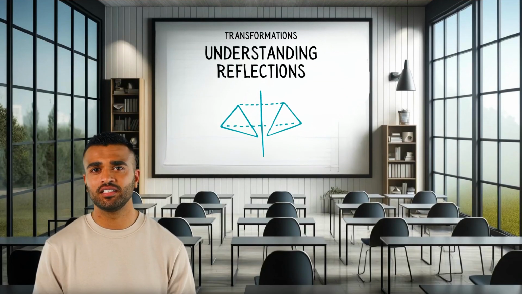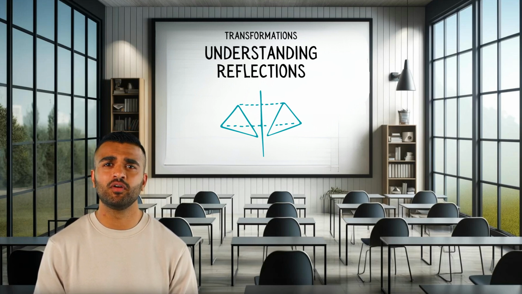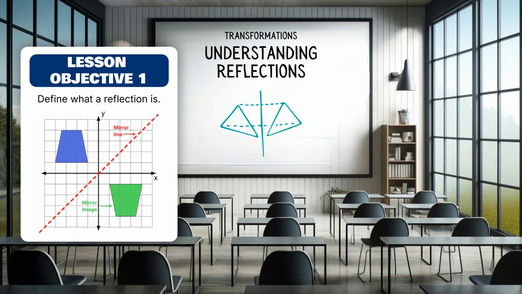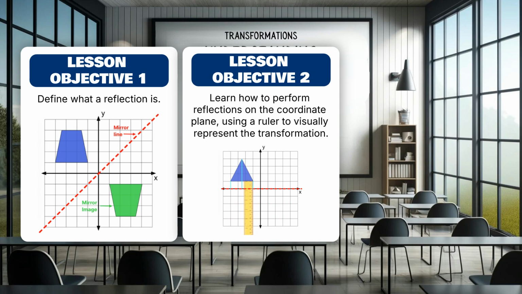In today's lesson, we explored the concept of reflections in geometry, focusing on how to perform and describe reflections on the coordinate plane using a ruler. We began by defining what a reflection is. It is a transformation producing a mirror image of a shape over a specific line, known as the line of reflection or mirror line. We then practiced reflecting shapes over common lines, such as the x-axis and y-axis, by drawing perpendicular lines and measuring distances. By following these steps, we ensured accuracy in our reflections.